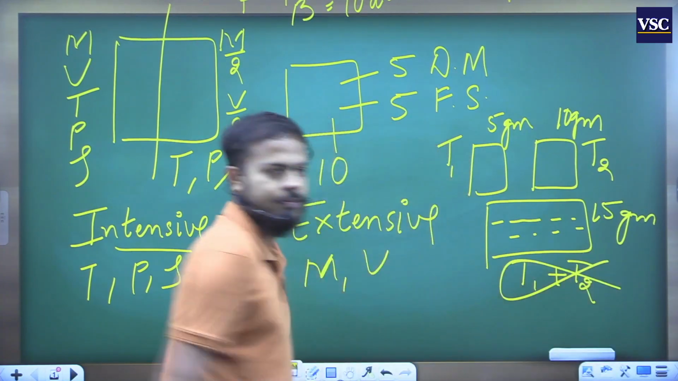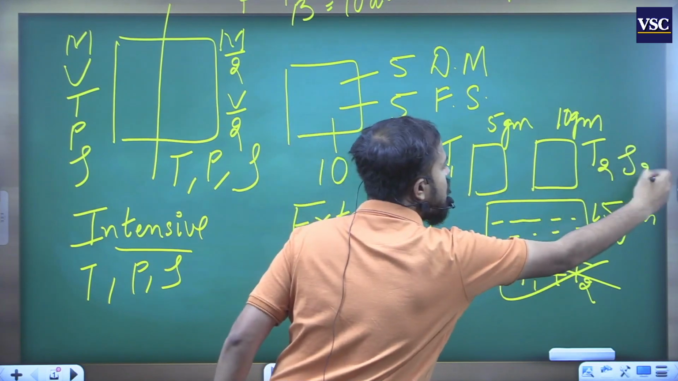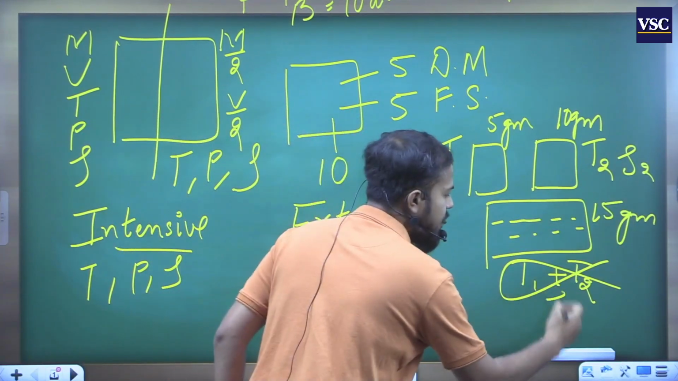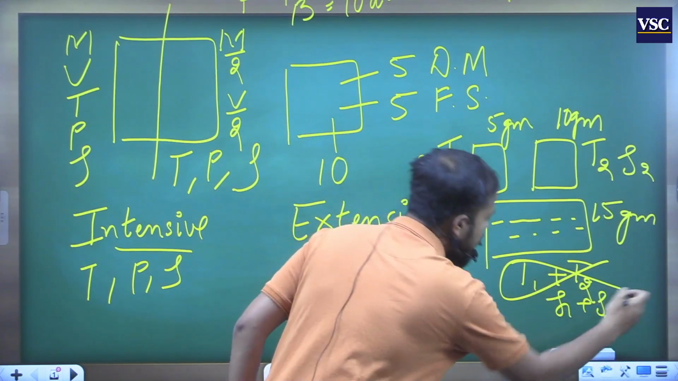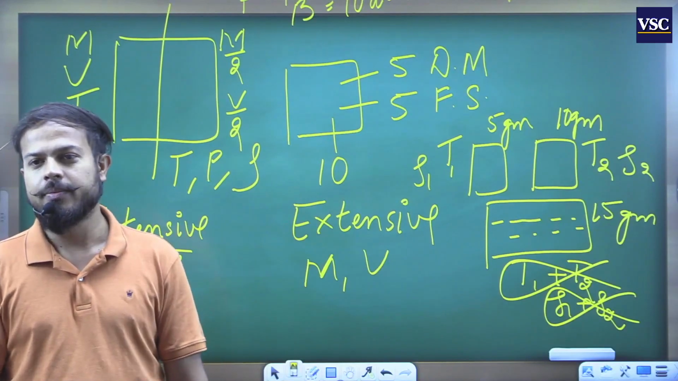No, it won't. If I say the density is rho 1 and density is rho 2, and if I mix them, it will be the total density. Will it be rho 1 plus rho 2? No, it won't be. What do we conclude here?